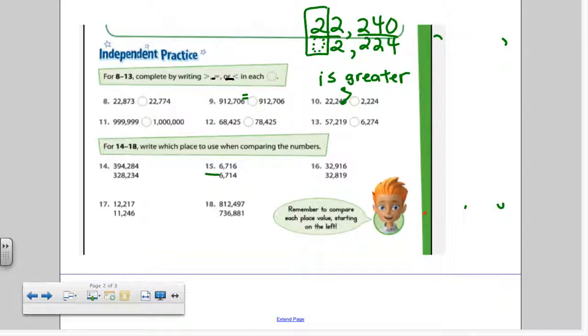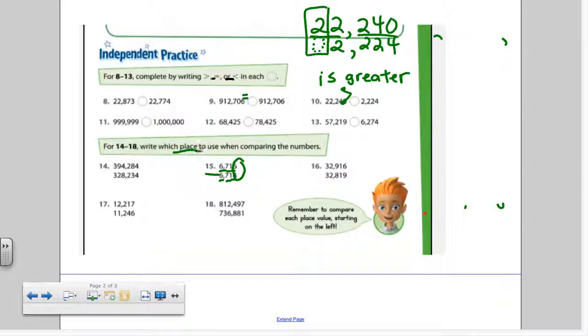Welcome back. So number 15. First, you start on the left, 6 and 6. That 6 is 6,000 over 6,000. Doesn't help me. 7 over 7, that's 700 over 700. 1, 1, that's 10 over 10. That doesn't help me. But if I look at the last one, I can tell that that top number is greater because the 6 is greater than the 4.